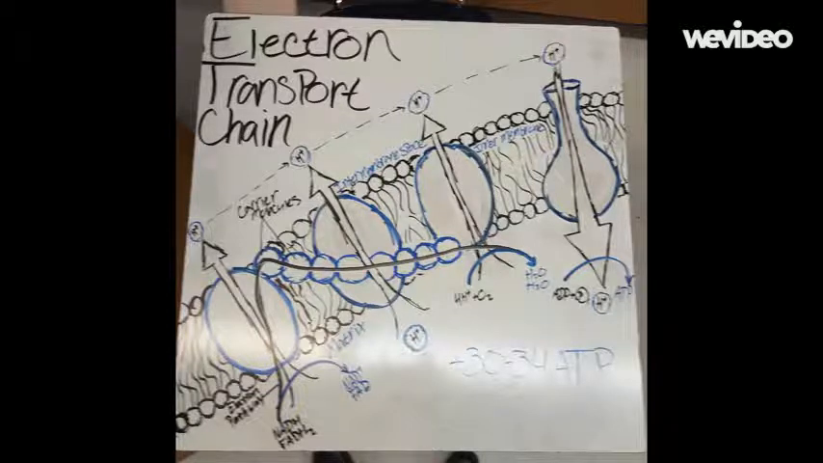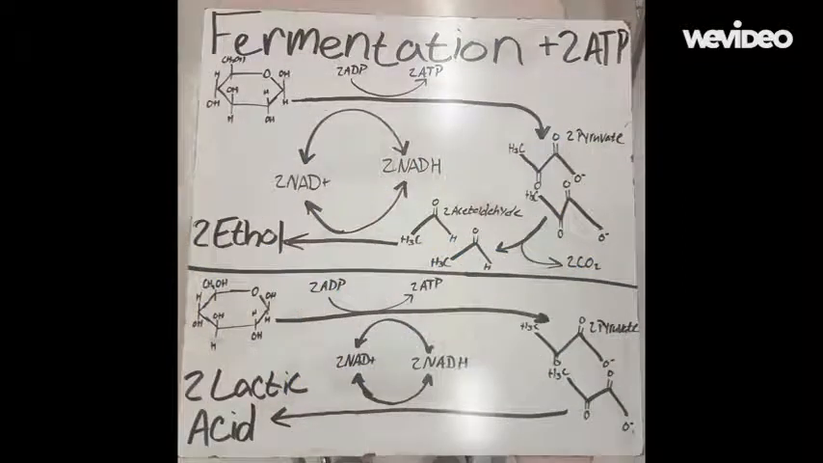In order to get back into the matrix, the protons use the enzyme ATP synthase and then bond with ADP to form ATP. When the electrons make their way to the O2, they bind with it to become H2O. Just one glucose molecule can make 30 to 32 ATP. Alternatively, ATP can be produced through the metabolic process known as fermentation.